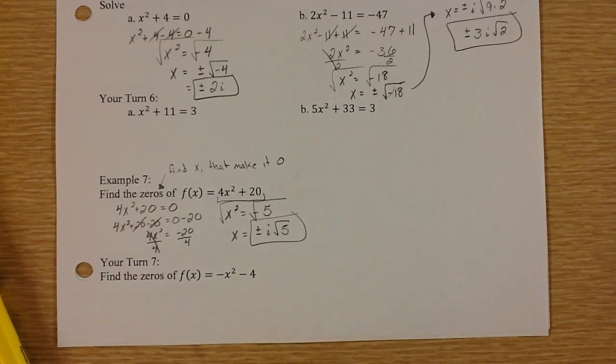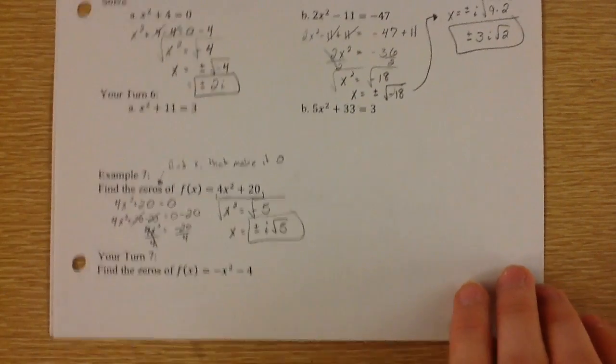Okay, so now I want you to do your turn number 7. Okay, come to class ready to discuss. Jot down any notes you had, any question you were confused on, anything I did that you didn't get, and come to class ready to ask questions. Good luck.